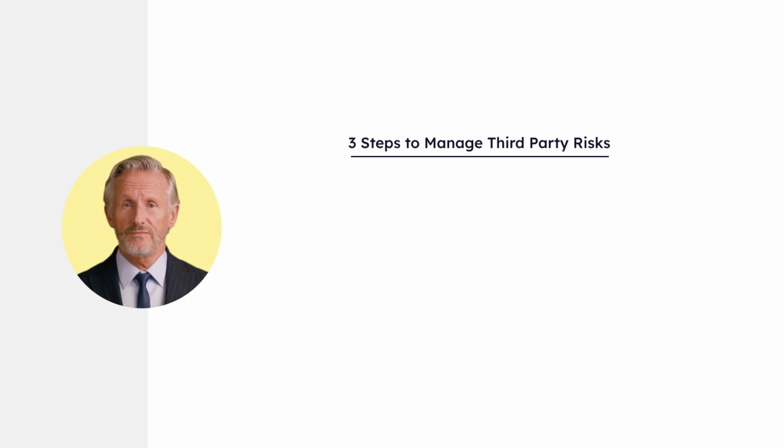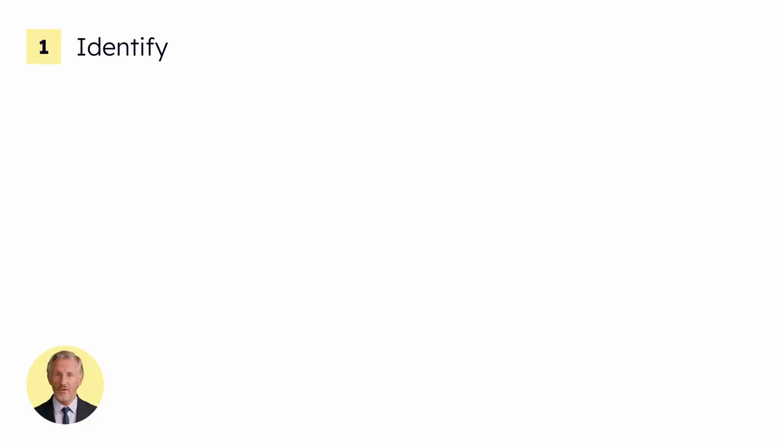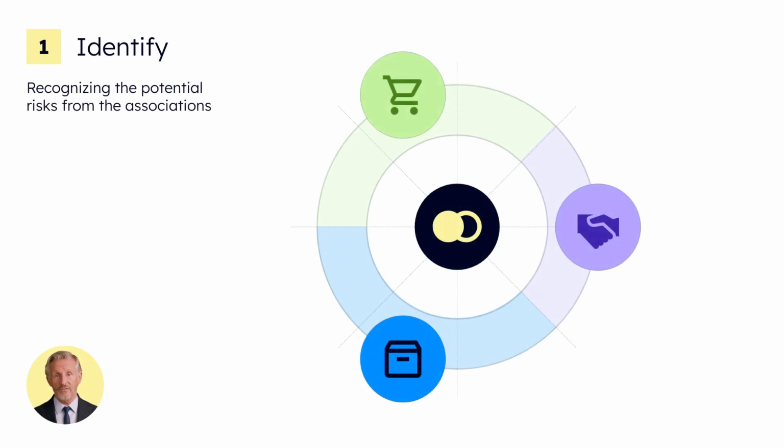How do we tackle this? We use a simple three-step process: identify, assess, and mitigate. Step 1 is identify. It's about recognizing the potential risks from our third-party associations. Suppose one of our suppliers is facing financial troubles, or a key partner's reputation takes a hit. Both can affect us, but first, we need to identify these risks.